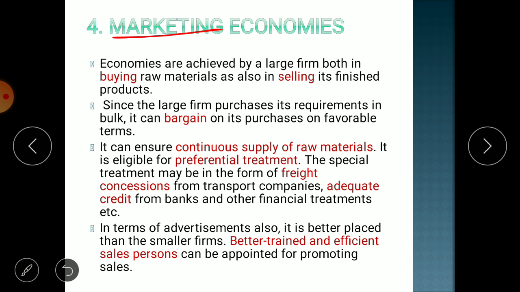Secondly, the large firms have preferential treatment over small firms. Why? Because they are large and big, they are purchasing in bulk, and they are giving more profit to the supplier as compared to small firms. The special treatment may be in the form of freight concessions.